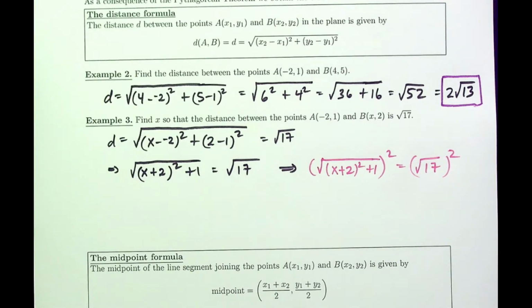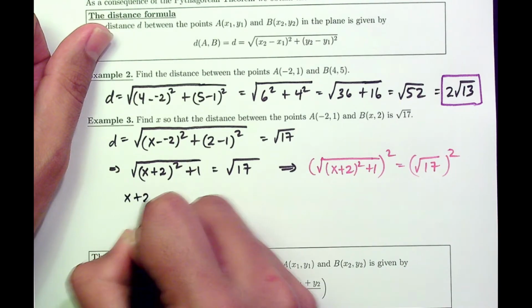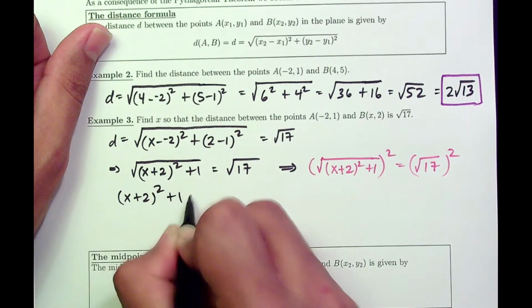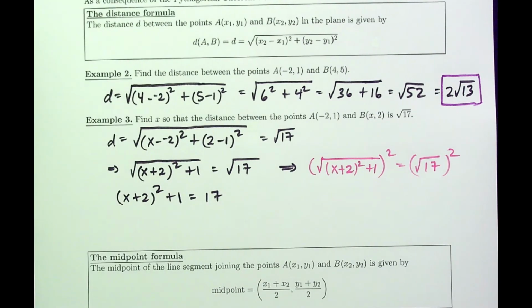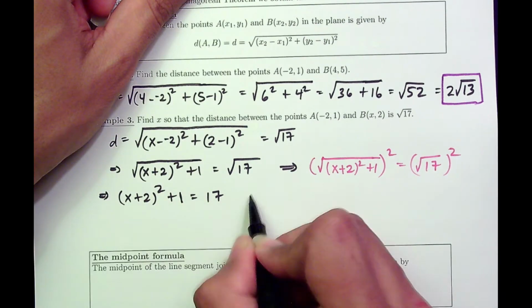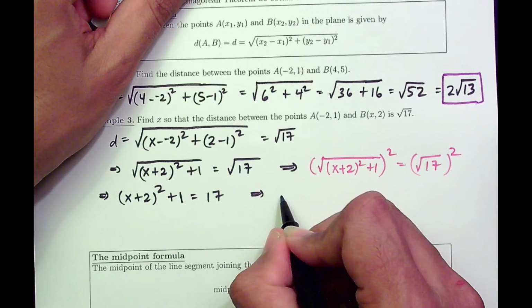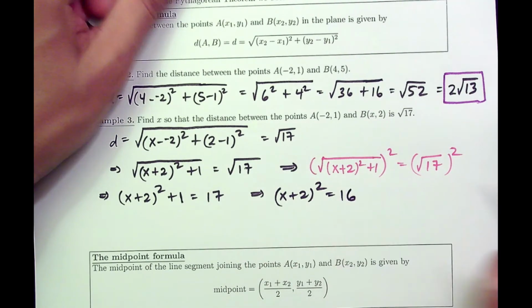Squaring both sides is going to get rid of the square root. So you're going to get (x + 2)^2 + 1 = 17. That's what we get. Now subtract 1 from both sides, or move the 1 to the other side. You're going to get (x + 2)^2 = 16.